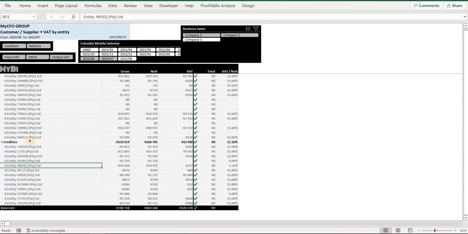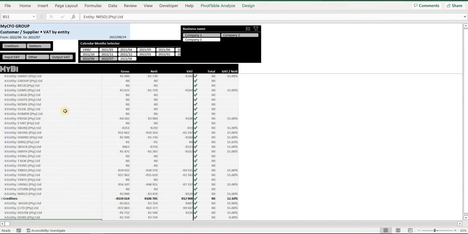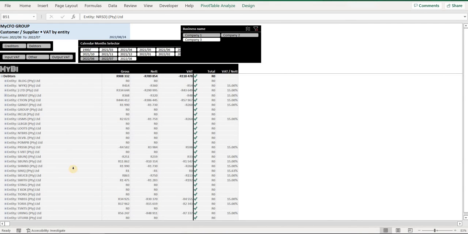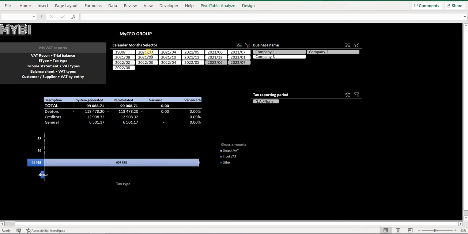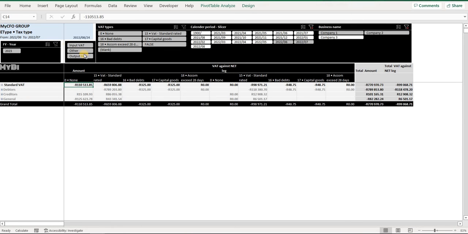All right, so you've got an entity level recon here as well, or entity level insight as to how you raised and claimed VAT on debtors and creditors. You've got various slices here that will help you quickly see that. And then the last thing, I think that's where the VAT submission really helps, is if you come to this by tax type report, you can quickly fill in your VAT 201 based on your debtors. So that would be your revenue.